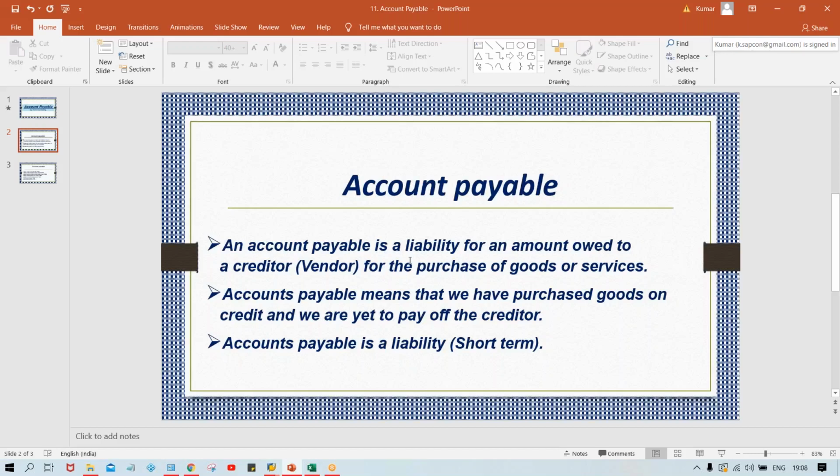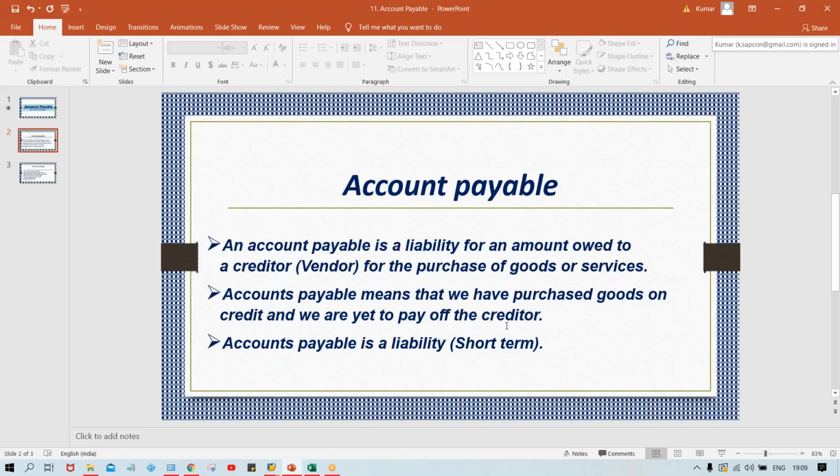For some of you, whoever is from finance and account background, as I told you, will be able to understand. People from non-finance and account background might still have some confusion. So the simplest definition is: account payable means we have purchased goods on credit and we are yet to pay off the creditor, right? You are yet to pay. Yet to pay means the payment is not made yet. It means in future you must make the payment.